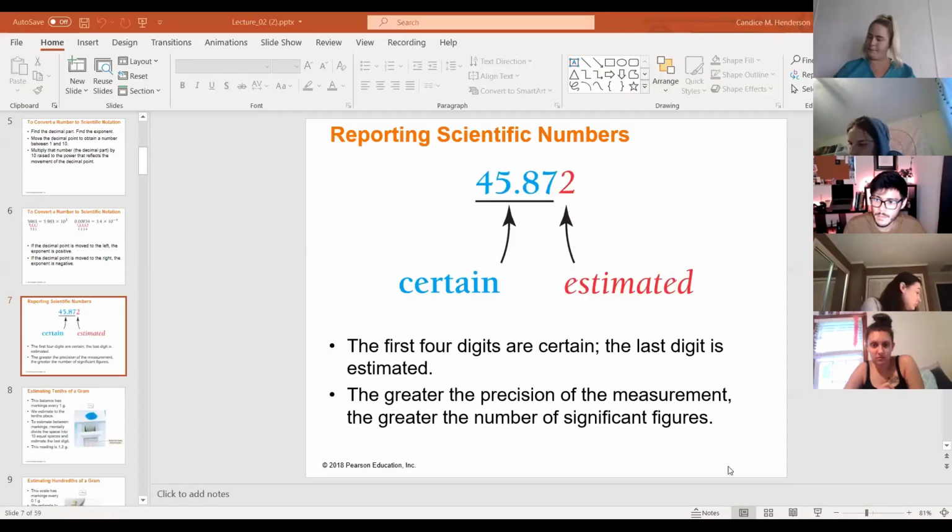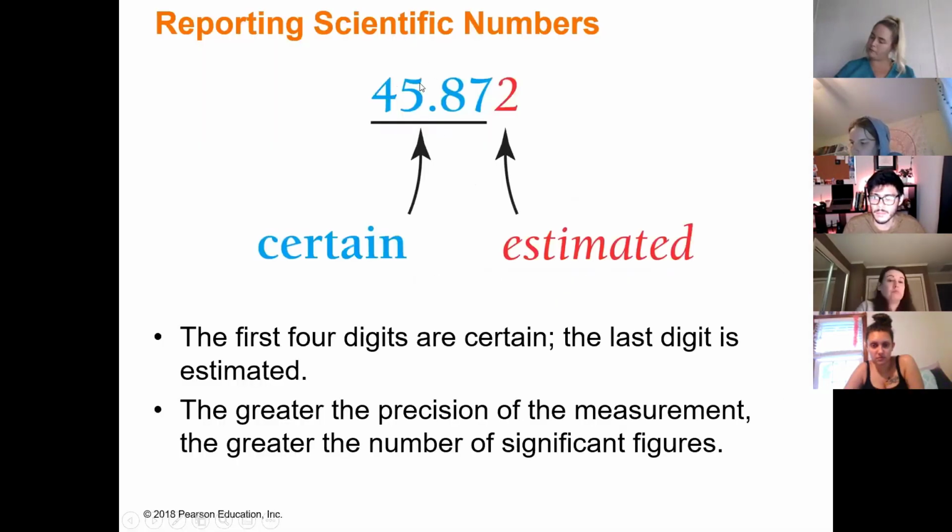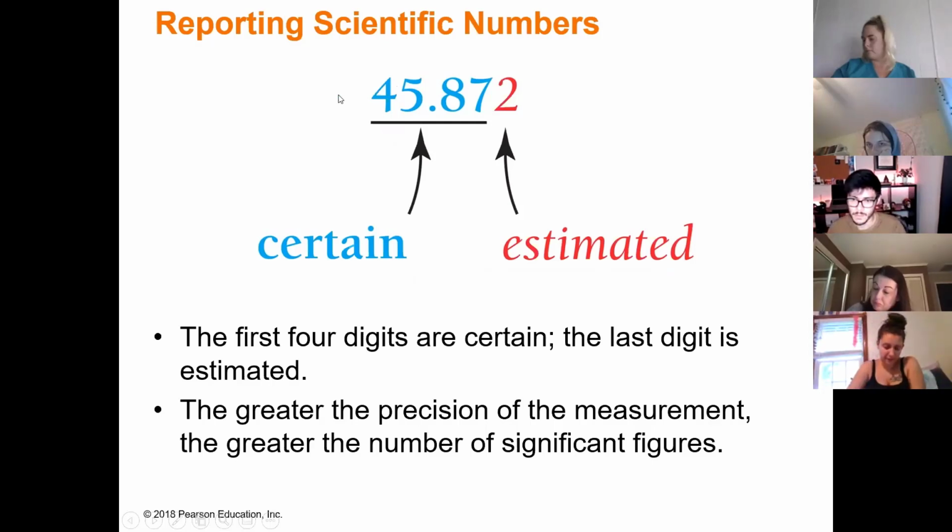So let's go back over to the slides. We already talked about this, but anytime you're looking at a scientific number or a measured number, know that the last value is always an estimated value. So in this number here, we have 4 digits that we know are certain, and the last digit, the 5th digit, is estimated. If the number had a lot more digits, you still only classify the last digit as the estimated digit. So this number could be as big as 45.873 or as small as 45.871. Whoever was measuring it, or whatever piece of equipment was measuring it, felt that the 2 was the most appropriate place to put it.